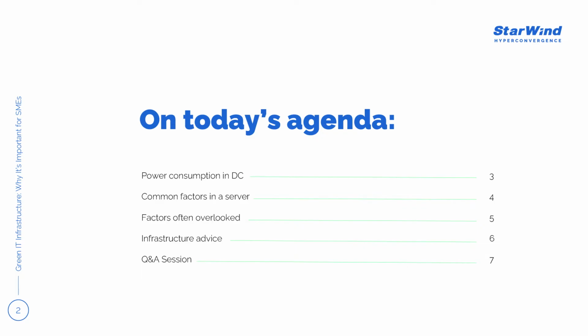First, we're going to cover some general information on the power consumption in a data center. We're also going to talk about the common factors that are the most power consuming in a server itself. Also, we're going to mention additional factors that are sometimes overlooked and do not get enough attention. And we're also going to provide some infrastructure advice for making them more power efficient.